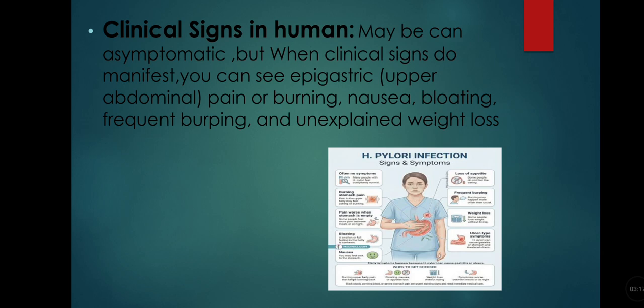Clinical signs in humans: these clinical signs tend to be asymptomatic, but in some cases they can become manifest. You can see epigastric pain, burning, nausea and bloating, frequent burping, and unexplained weight loss.